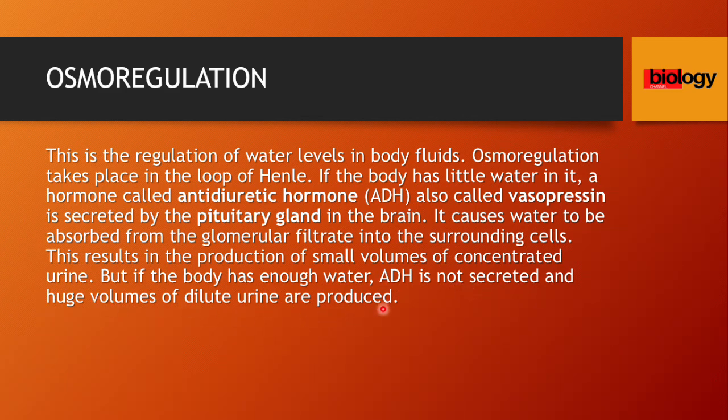So when your body has got little water, a hormone known as antidiuretic hormone will be secreted, and this hormone will influence the kidneys to reabsorb water from the kidneys into the surrounding cells. But when there is too much water, then this hormone will not be secreted. And this hormone is secreted by the pituitary gland, which is found in the brain. So osmoregulation is the regulation of water levels in body fluids.